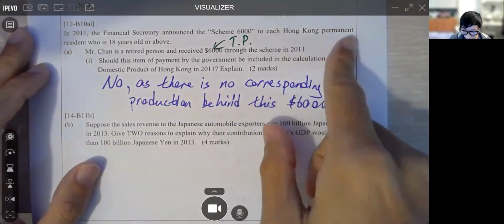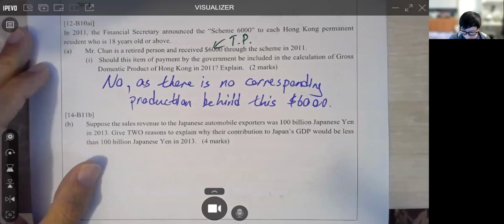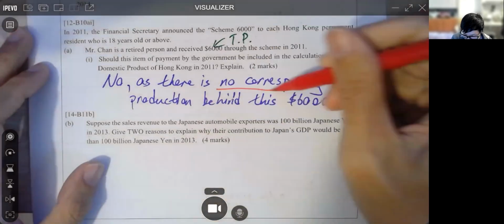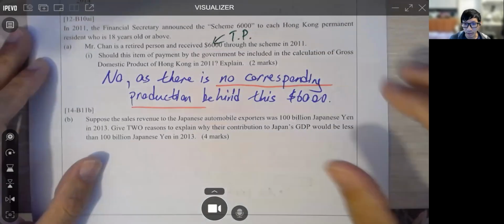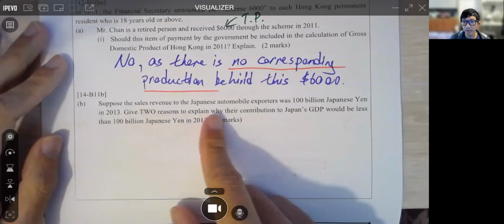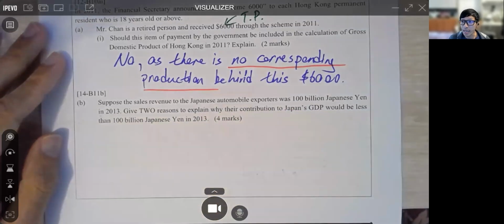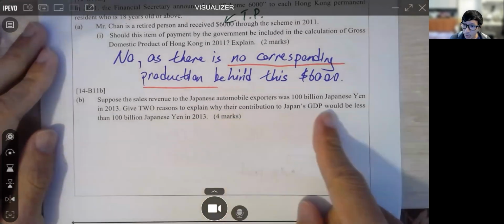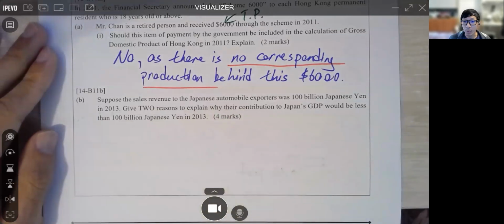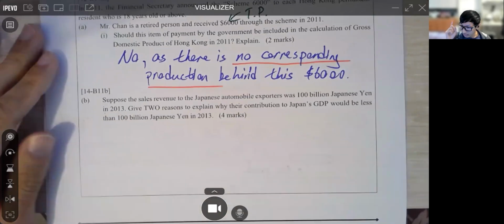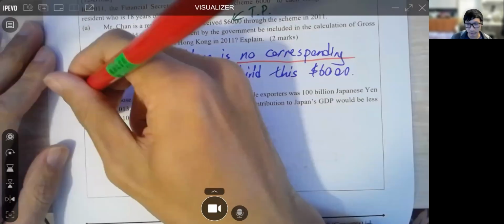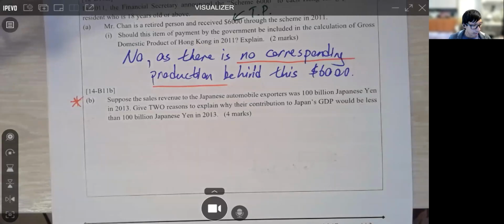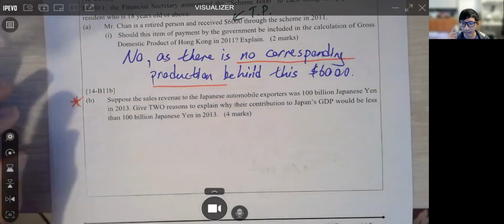All you have to do is to be older than 18 years old. Okay, so there is no corresponding production. Remember these phrases: no corresponding production. Okay, next question. Suppose the sales revenue to Japan was 100 billion. Now say I sold 100 billion worth of goods. Give 2 reasons why the contribution to Japan's GDP would be less than this amount. This is a very important question. They say, Sir, I clearly sold 100 billion, so why may the contribution be less than a billion?